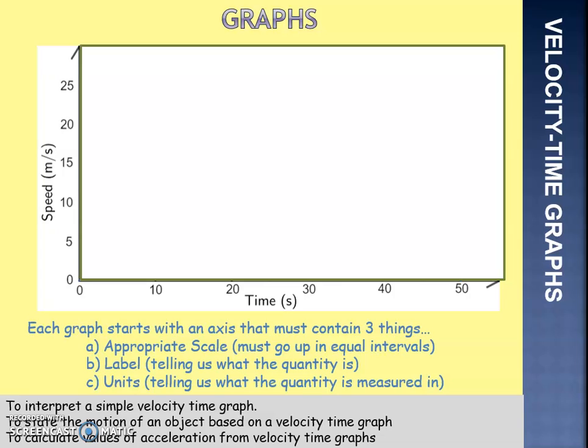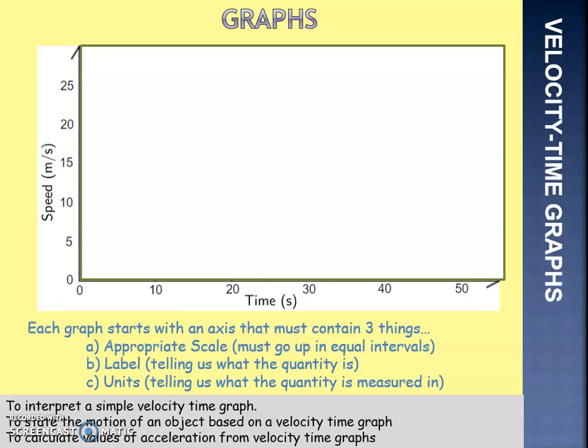So we're going to start by looking at this graph, and each graph would start with an axis, and this axis must contain 3 things. It must contain an appropriate scale that goes up in equal intervals. It can't just jump around in random intervals. So on the graph we've got there, the bottom scale goes up in 10s and the scale on the speed axis goes up in 5s. It needs a label to tell us what the quantity is, and it gives us units telling us what the quantity is measured in. Once those things are on the graph, we can interpret the graph easily enough.